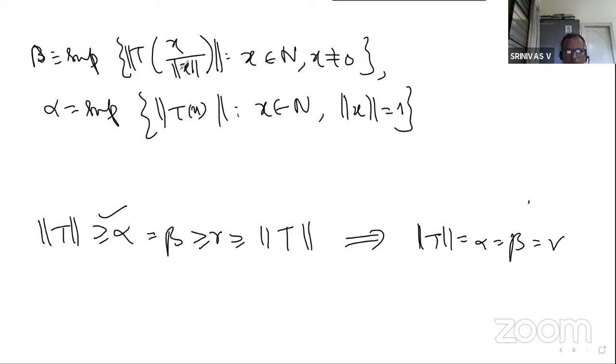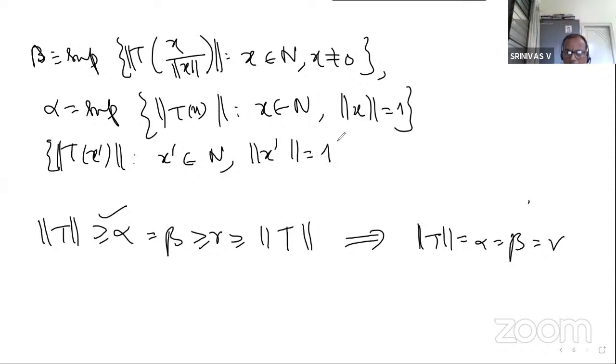In fact, we'll show these two sets are equal. Let us take this. Instead of x, I will take y. You can take any element, you can take x dash. It's a matter of notation. T of x dash, where x dash belongs to N and norm x dash is equal to 1. I'm taking this set, and in place of x, I'm writing x dash. You can write anything you like. We'll show that this is equal to this one.